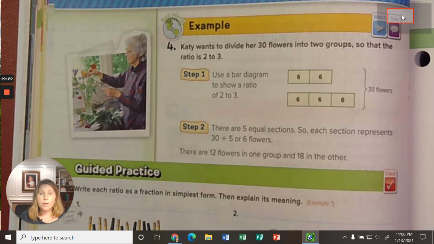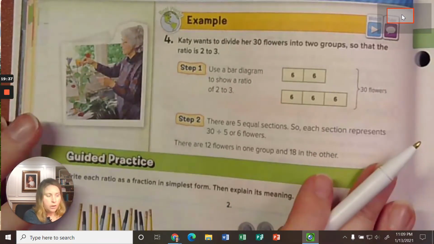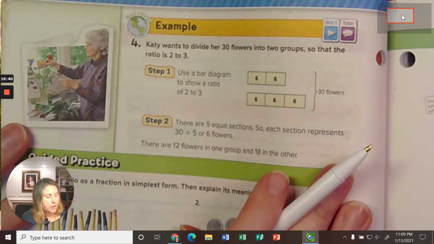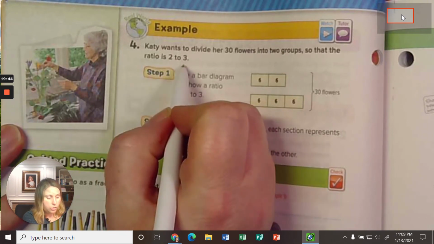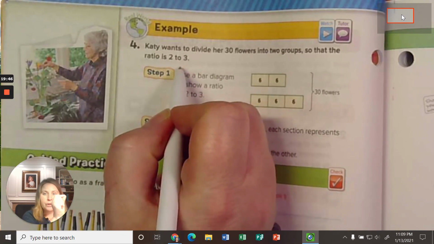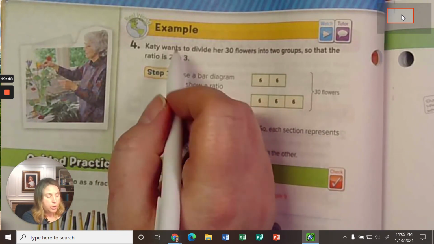Katie wants to divide her 30 flowers into 2 groups so that the ratio is 2 to 3. Okay, so when we know that we're going to have 2 groups and we want a ratio of 2 to 3, we know that altogether, in order to have that 2 to 3, I need to have 5 separate groups. So I can have 2 in one group and 3 in the other group, or 5 different smaller groupings so that I can put them together as 2 to 3.